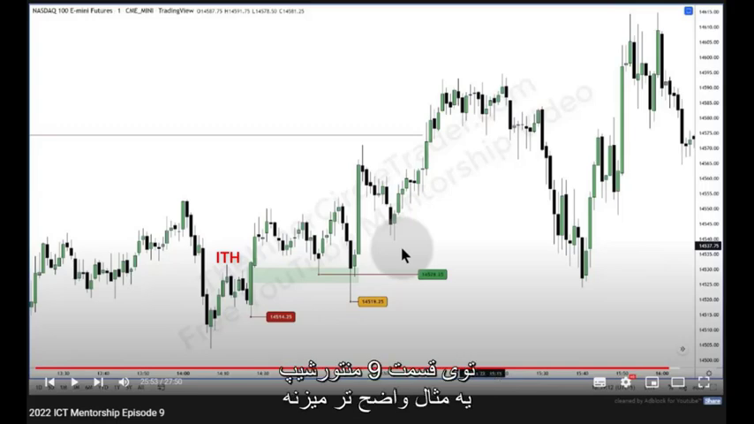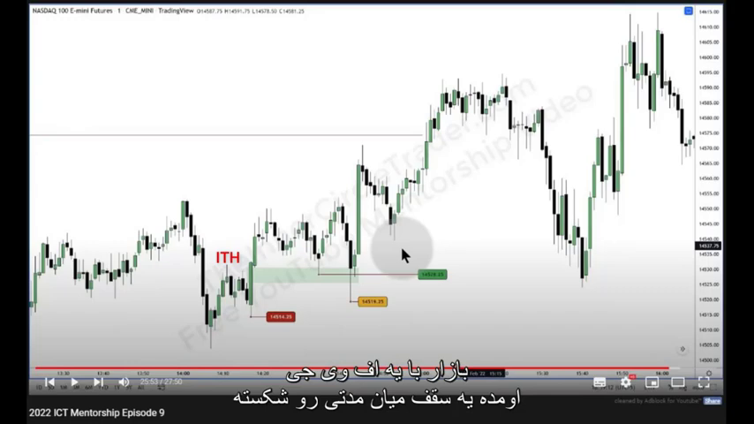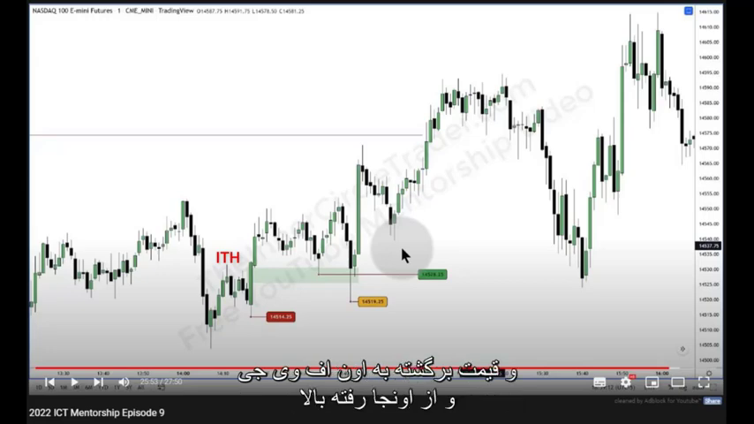In episode 9, it was a pretty obvious example. The market broke an intermediate term high with a fair value gap. What does the market do? It returns to that fair value gap before going higher.